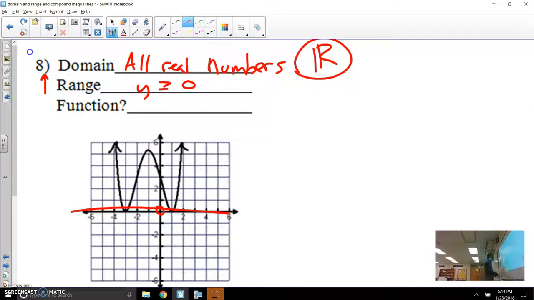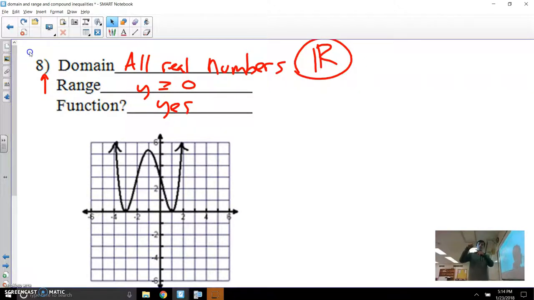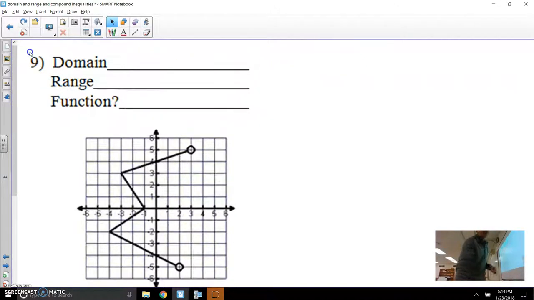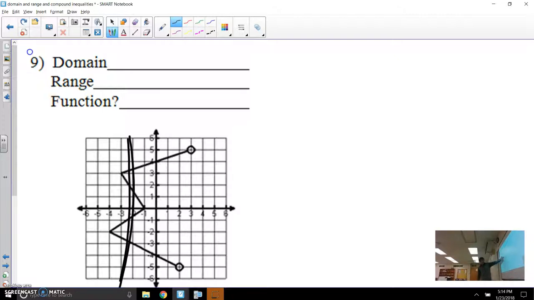Now, is this a function? When you draw a vertical line, does it only cross once each time? Yes. There are no repeating x values in this graph. There's no place where there's 2 points for the same x value, like on top of each other. Okay? So right off the bat, I'm not sure if that's going to be a function. That seems to be repeating. So I'm going to go ahead and put no in here. That's not a function.